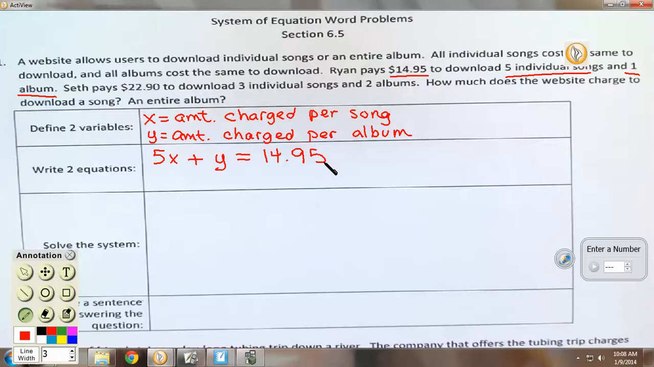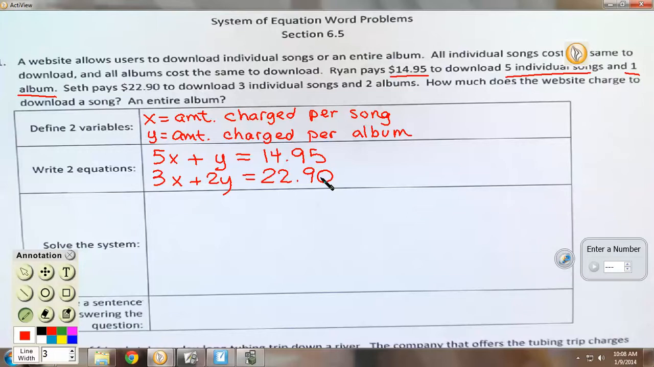Let's talk about Seth. We know that Seth paid $22.90 for how much? 3 songs, 2 albums. So how much is each song? X. So I have 3 songs. How much does each song cost? So 3x plus 2y because he purchased 2 albums at y dollars, equals $22.90. That was step 2. Not too painful yet, is it?